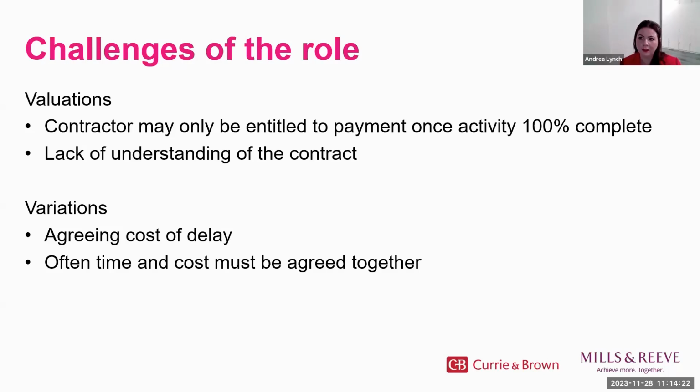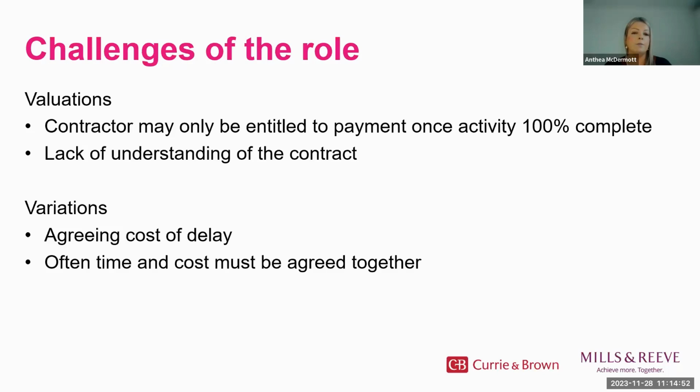Thank you. And what about the challenges when assessing variations? In my experience, contractors can often overestimate the time it takes to carry out a construction activity. Typically speaking, the cost of labour or delay is often the largest component cost of any variation. Agreeing the cost of delays is often the most challenging aspect of agreeing variations, especially under NEC, where time and cost must be agreed together.